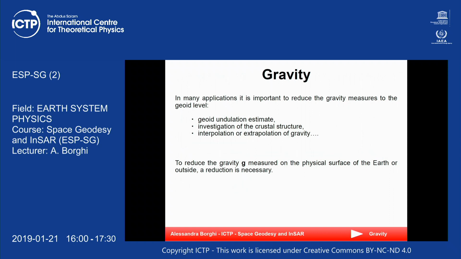Okay, we have seen that gravity is important for many applications. For geoid undulation estimate, as we have seen, to compute the geoid undulation, we need gravity observation. And this gravity observation can be obtained by ground station or satellite mission. And I use gravity to estimate geoid undulation. It is my PhD thesis, the estimate of geoid undulation for Italy.